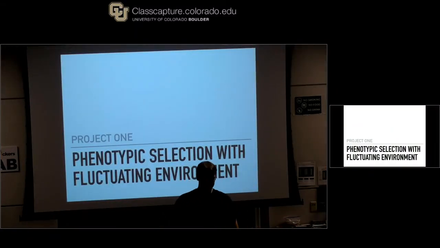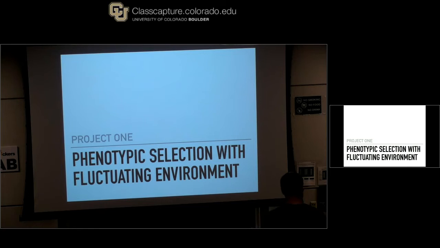Okay, so we'll be talking about phenotypic selection with fluctuating environment. As we know, the environment is often very stochastic. So if you want to deal with the environment, one of the evolutionary strategies that has developed is called bet hedging. So basically the idea is don't put all of your eggs in one basket, right?